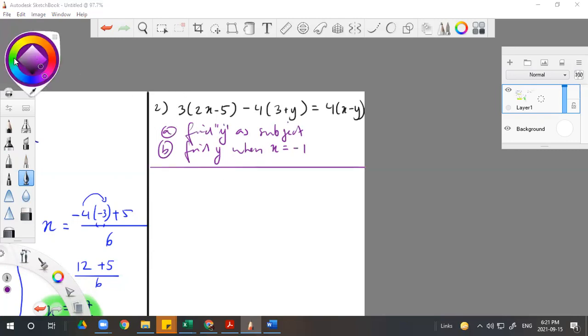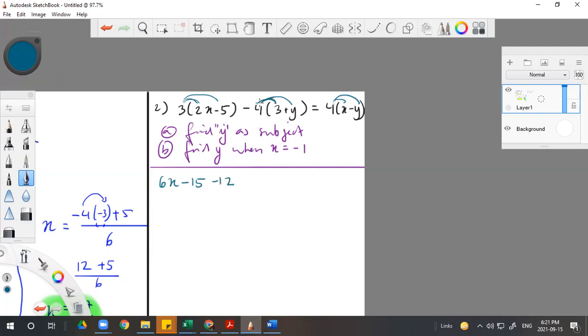So how do you do this? First thing first, try to do all the rainbow rules. Okay, one by one. 3 times 2x is 6x, minus 3 times -5 is -15. Right? -4 times 3 is -12. -4 times y, be careful, -4y. Okay, and put the equal sign. 4 times x is 4x, 4 times -y is -4y.